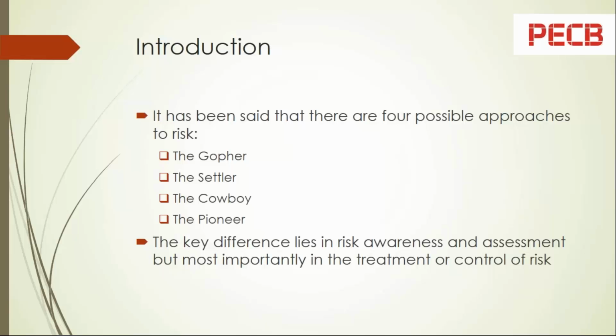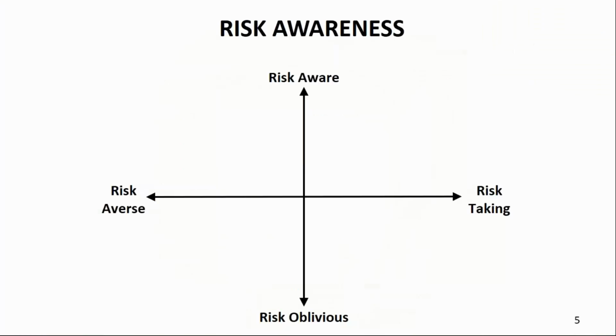By way of introduction, it has been said that there are 4 possible approaches to risk. The gopher approach, I'll explain that in a moment, the settler approach, the cowboy approach, and then the pioneer approach. The difference lies in risk awareness, risk assessment, but most importantly in the treatment or control of risks. So what am I talking about here?